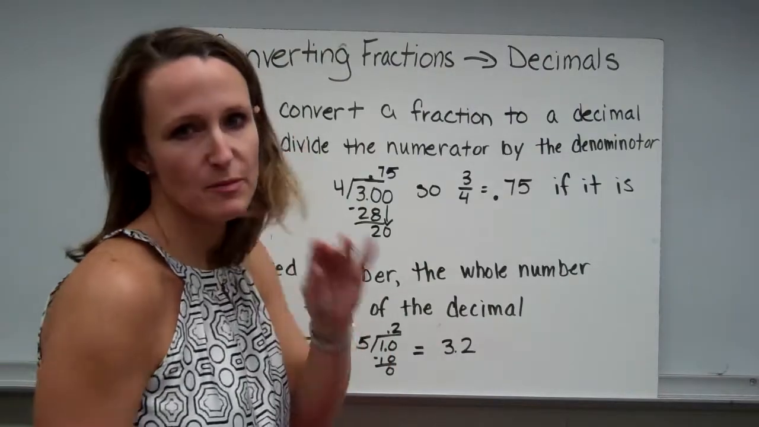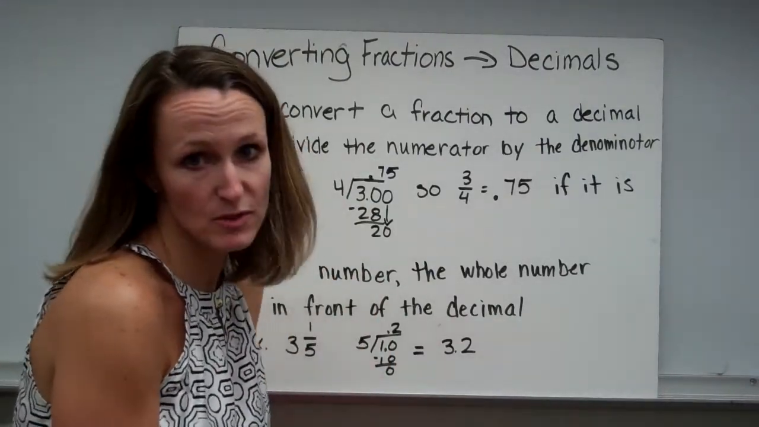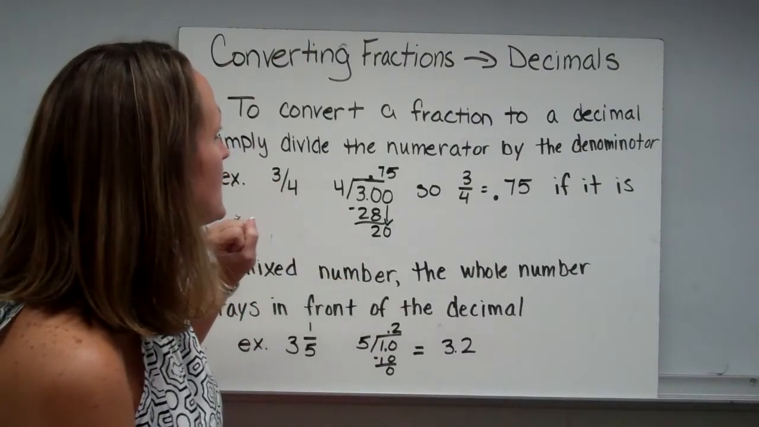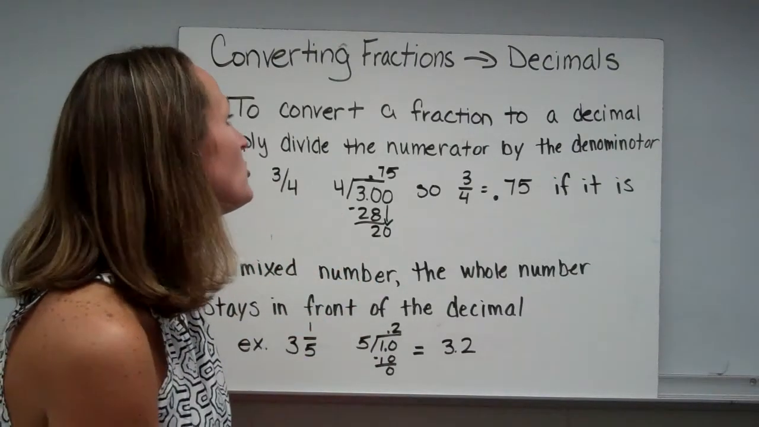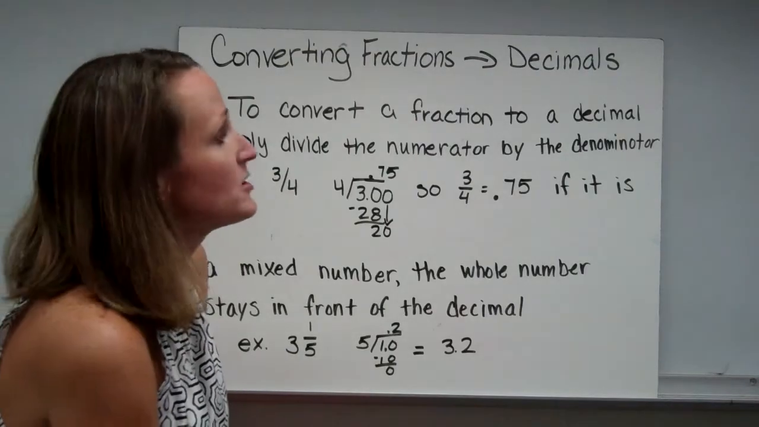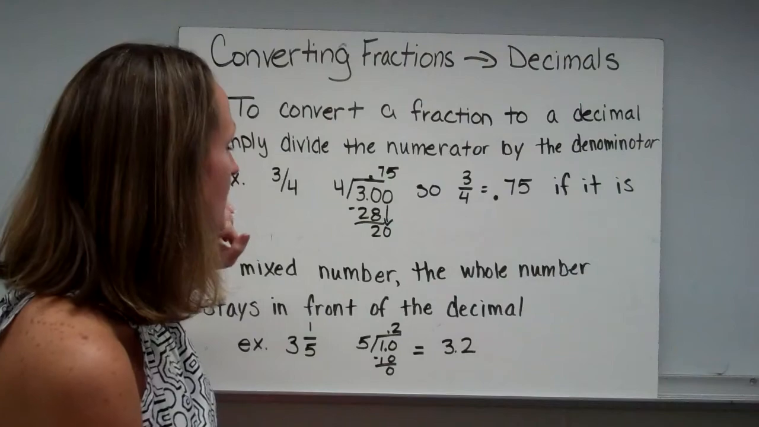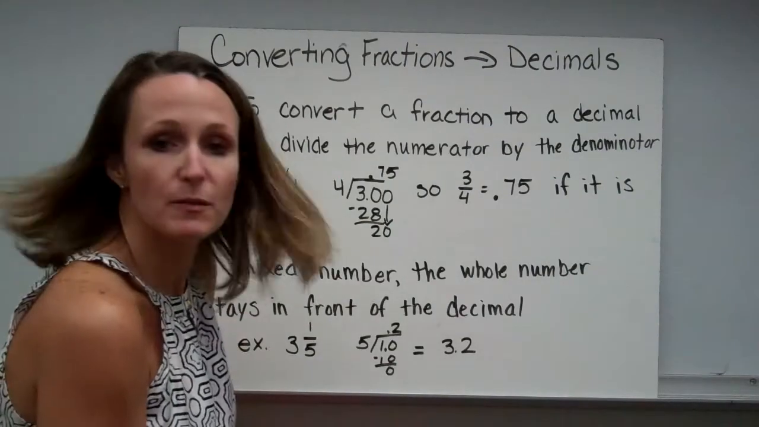In this video we're going to talk about how to convert fractions to decimals and decimals to fractions. So, the first thing you need to know is that to convert a fraction to a decimal, you very simply divide the numerator by the denominator. Remember, the numerator is up top, the denominator is on the bottom. So you would set up a division problem.